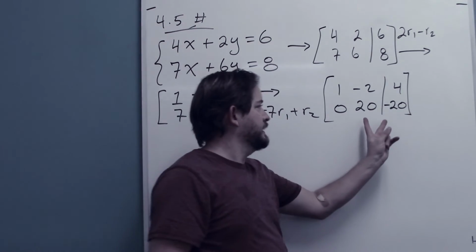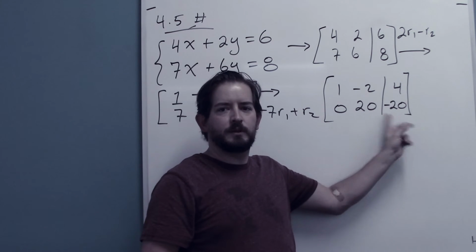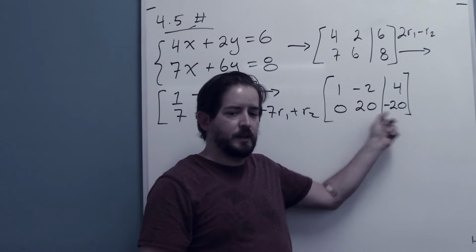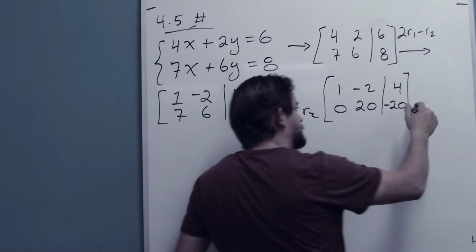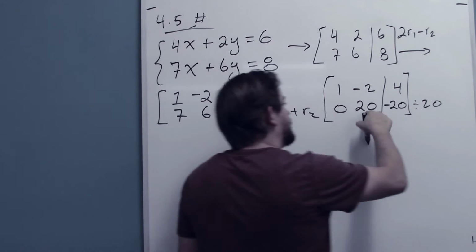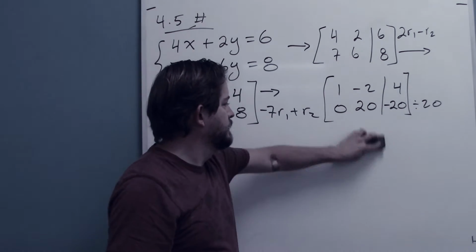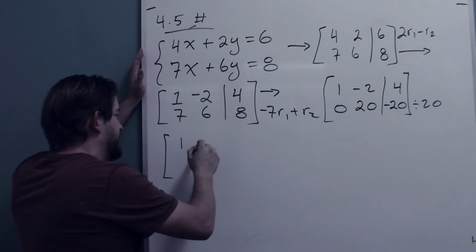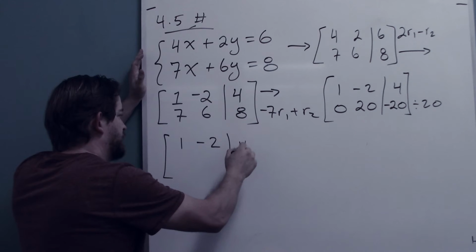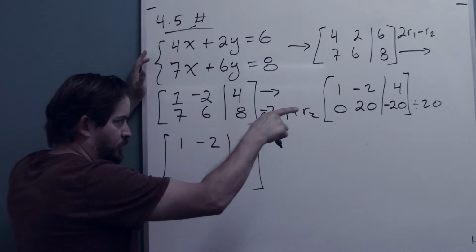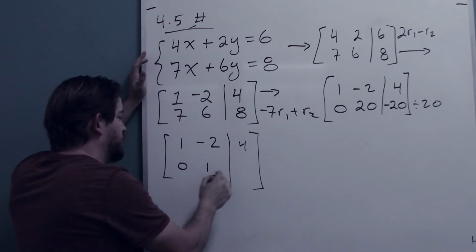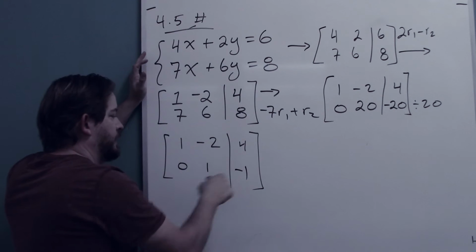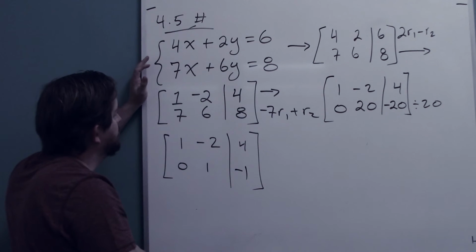Again, it's always a good thing to see these two, this be a multiple of this, because if I can divide by this number, divide by 20 here, I get the 1 there, nice and easy. So top row doesn't change, 1, negative 2, 4. Bottom row I'm dividing by 20, so I get 0, 1, negative 1, and I know that y is negative 1.